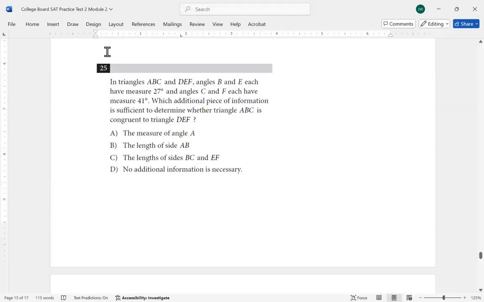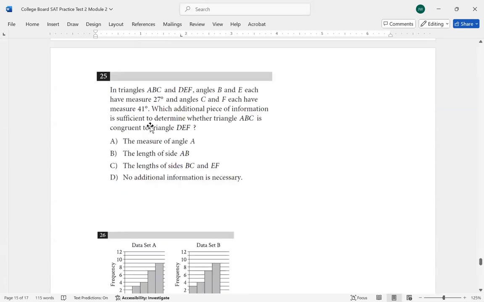Let's take a look at problem 25. Problem 25 says in triangles ABC and DEF, angles B and E each have measure 27 degrees. Angles C and F each have measure 41 degrees. Which additional piece of information is sufficient to determine whether triangle ABC is congruent to triangle DEF?